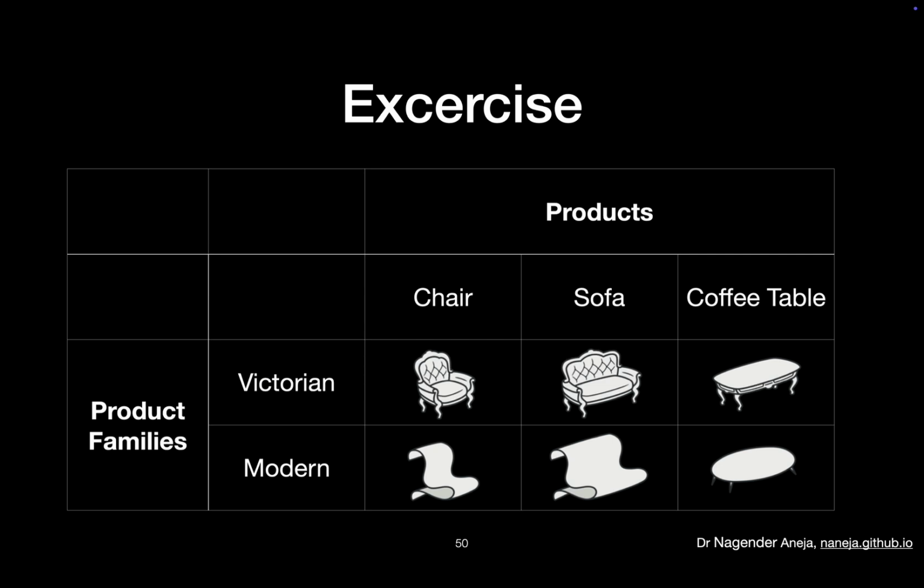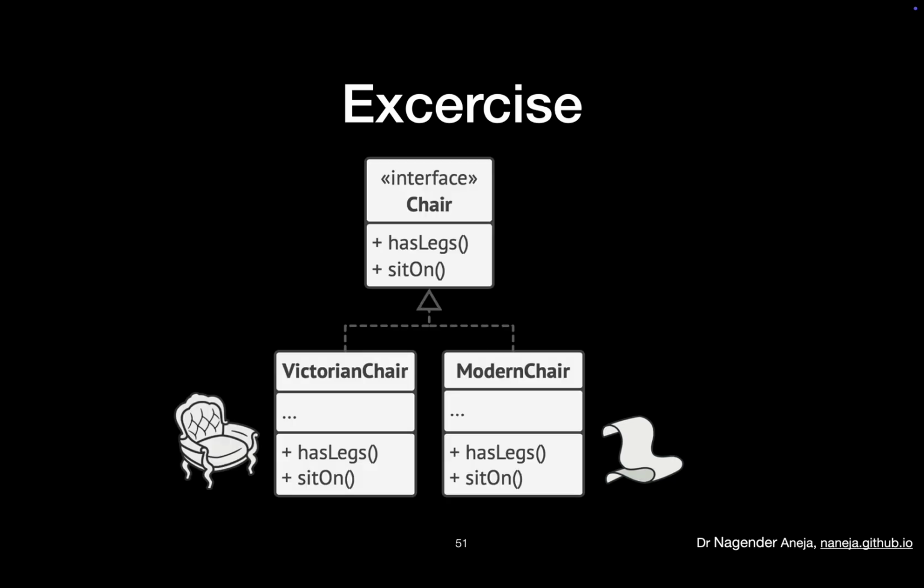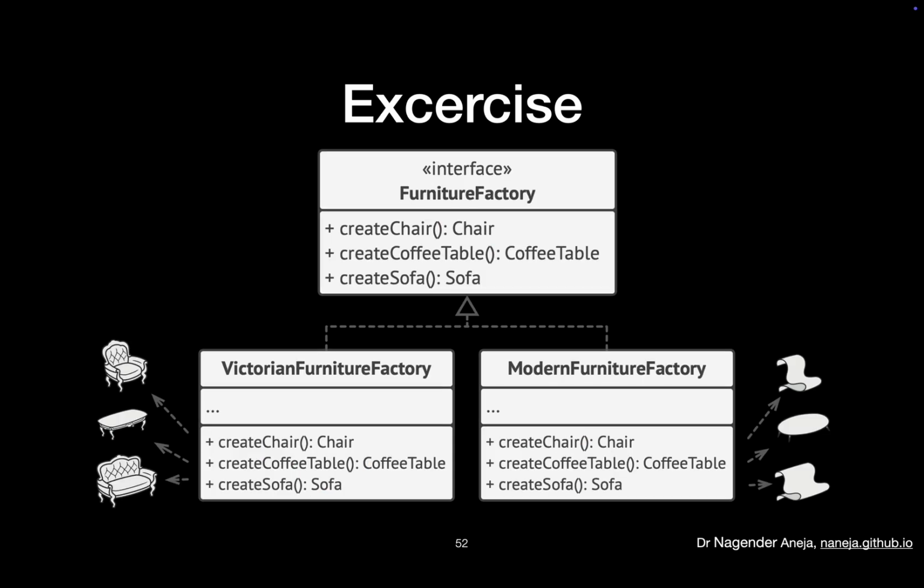So maybe you can take an exercise here. We have the products, and now you can write the classes for all of these products, right? So we'll write a class which is chair and maybe has legs and sit on, right? That's the abstract class, and then you will define has legs, sit on in the Victorian and the modern. Similarly, we will have a furniture factory.